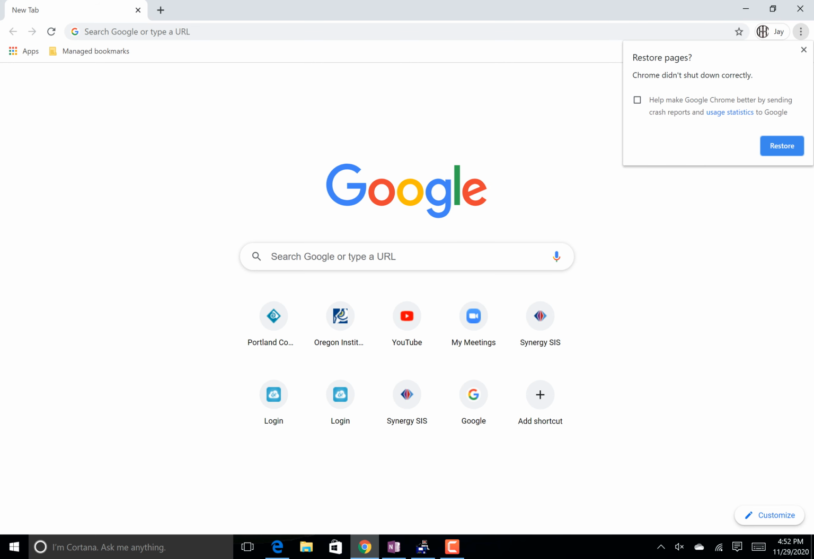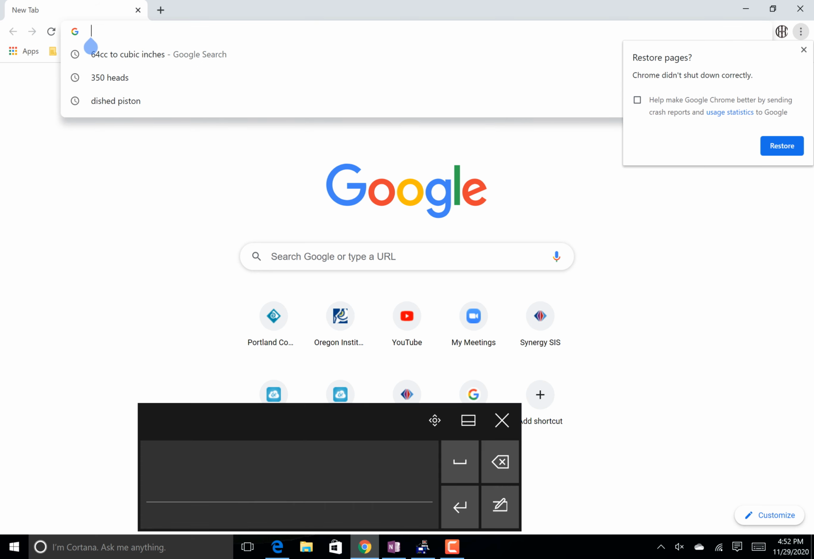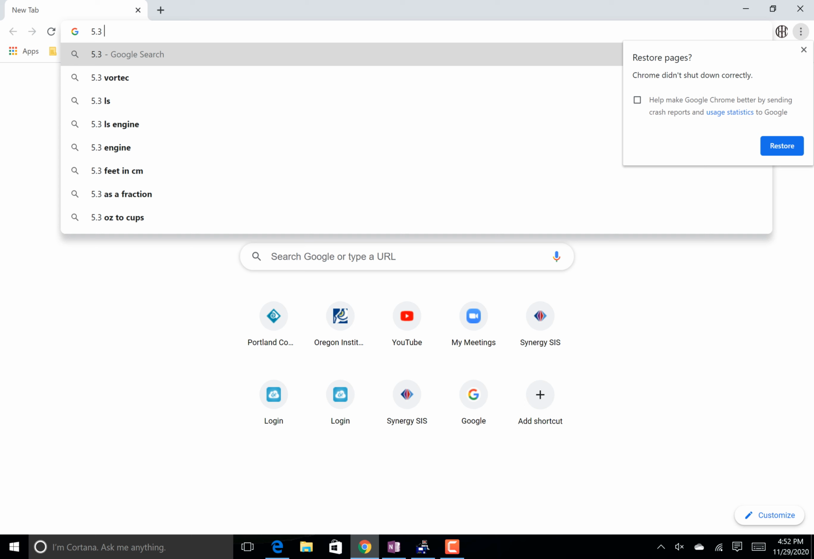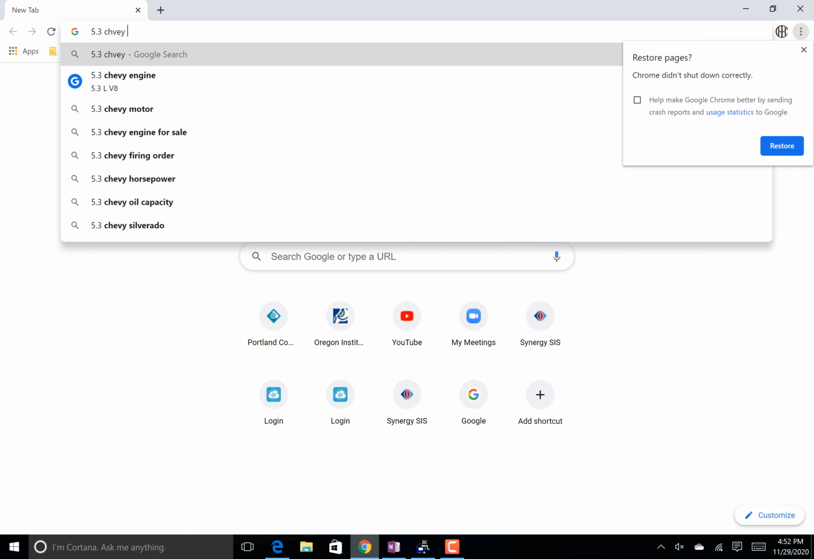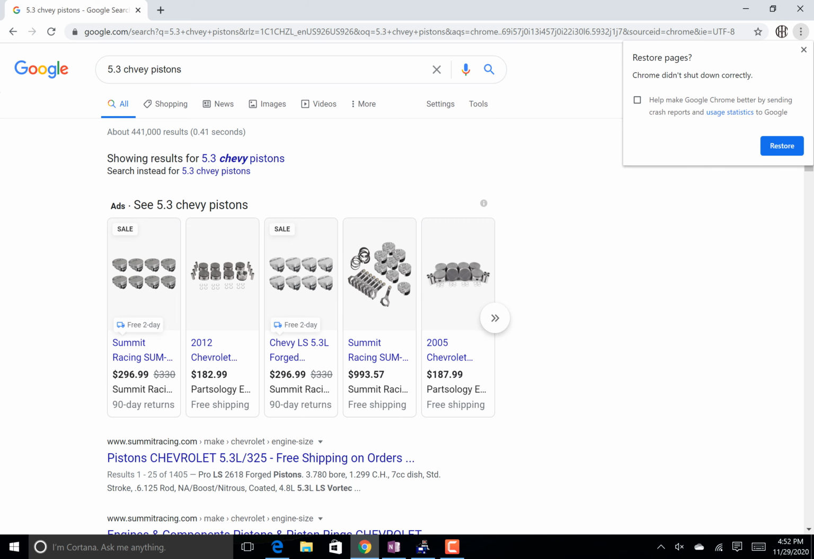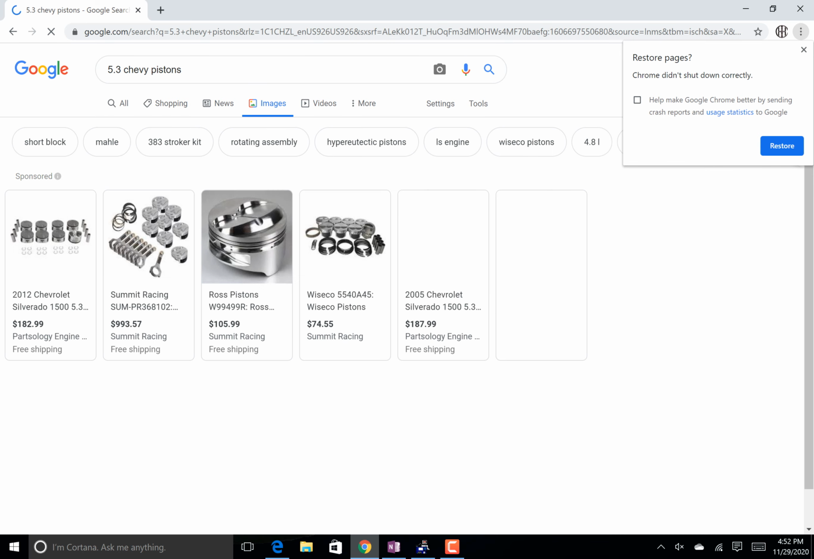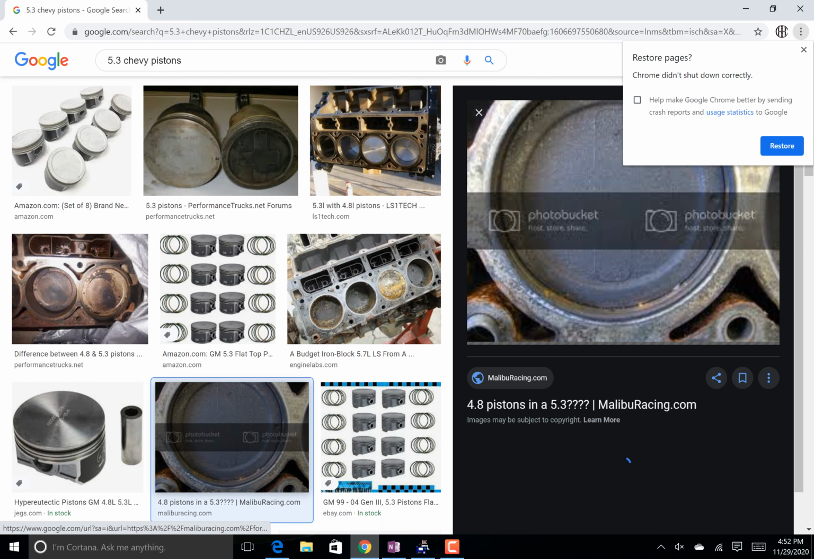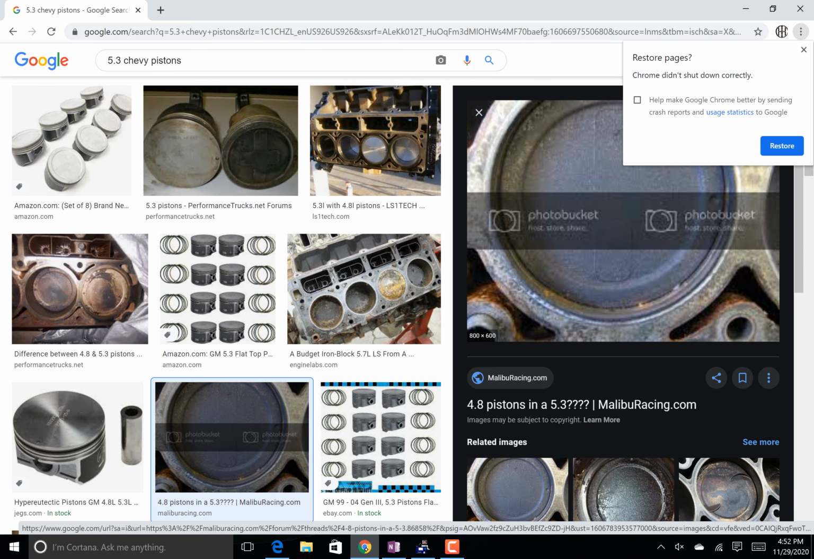So what I'm going to do is look up 5.3 Chevy pistons, and I want you to see what they typically look like when you get a stock set of pistons. So if you look in here, look at that piston. What do you see? I see a dish in that piston. I do too. So what does that say to me?